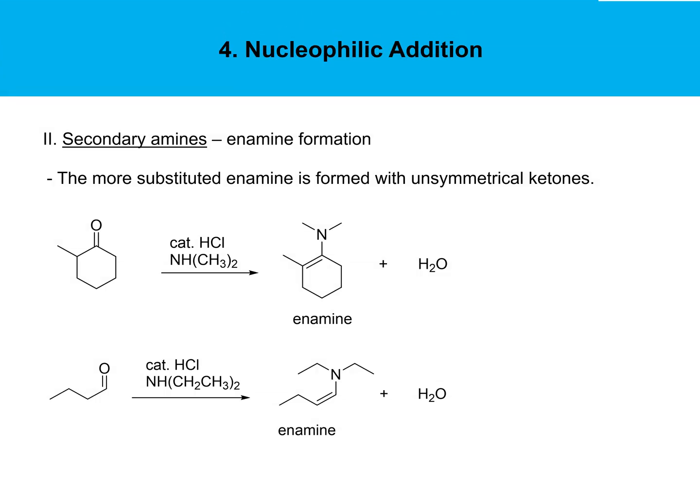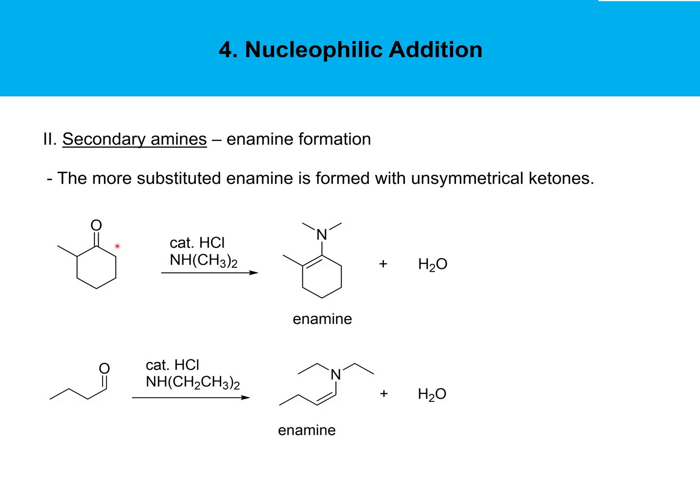Unlike primary amines, which typically give you imines as products, secondary amines will give you an enamine. As you'll see in a moment, the mechanism will explain why that is. Here we have a ketone, an unsymmetrical ketone. If we add a catalytic amount of HCl and a secondary amine, we'll form the corresponding enamine.